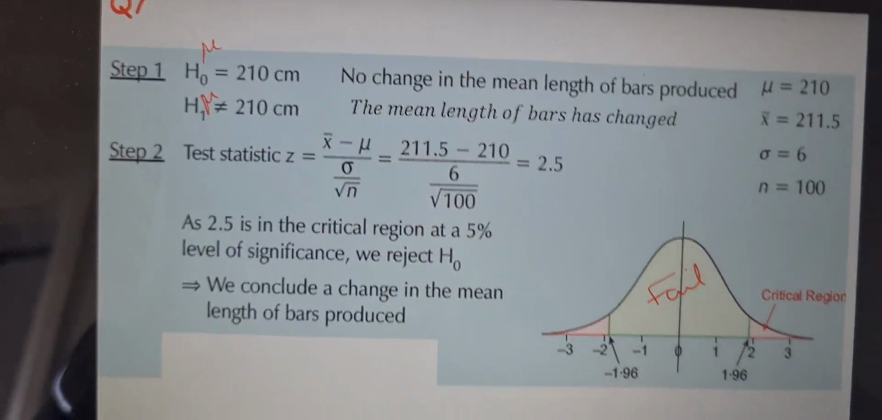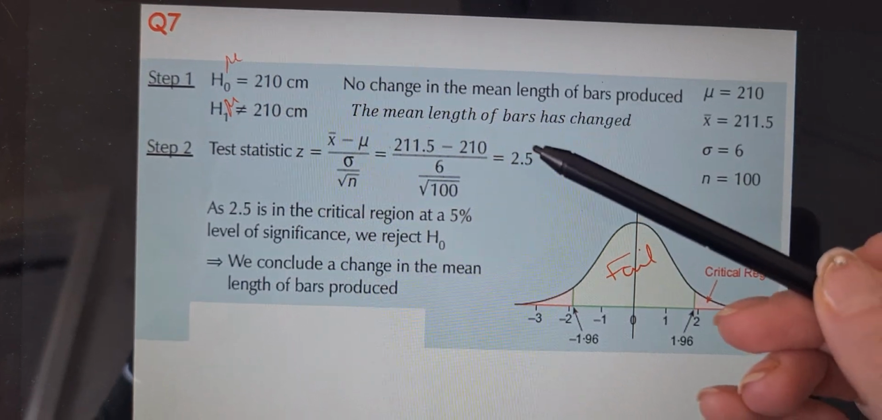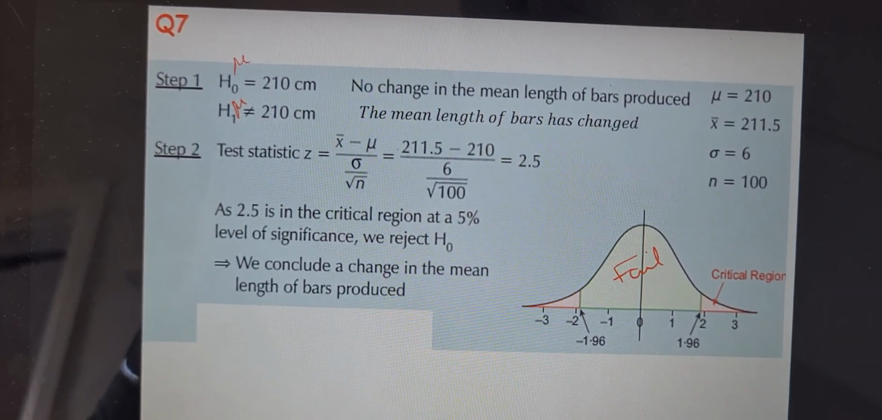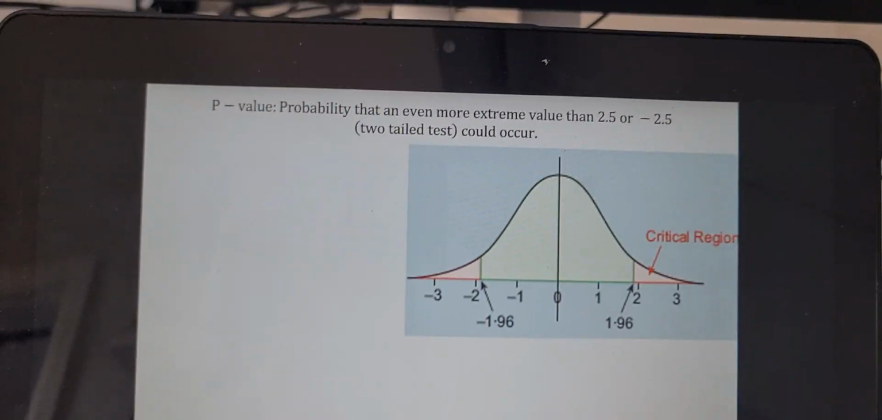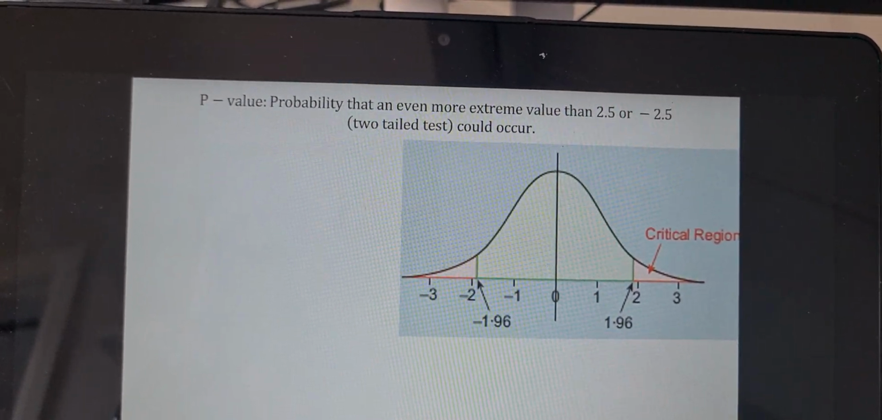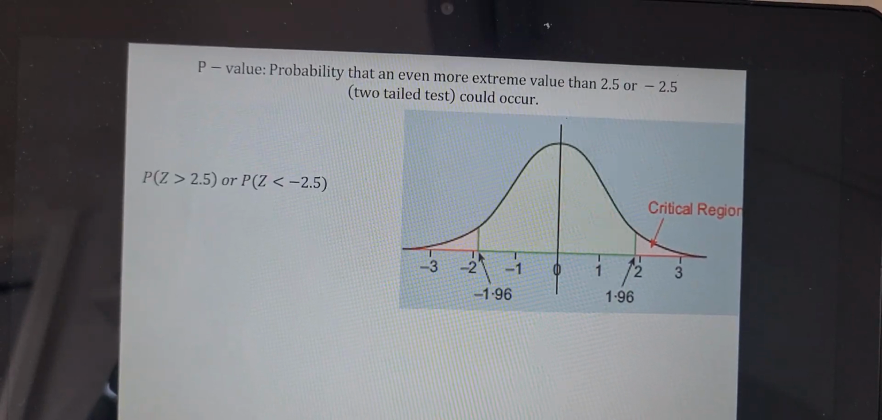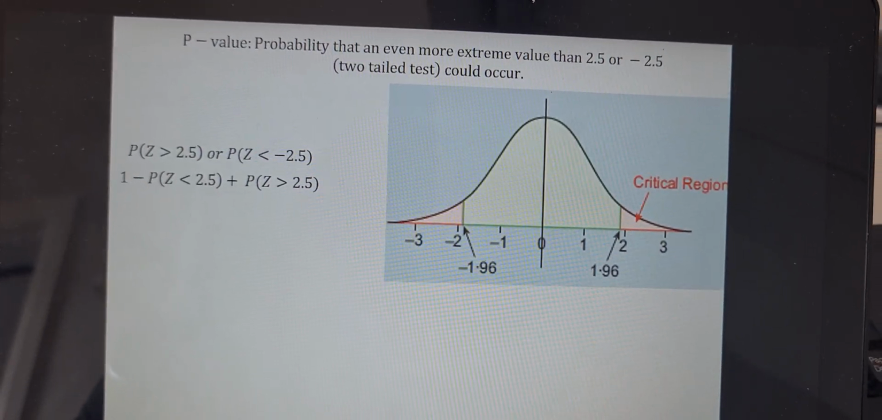The next part then said go and get a p-value for that. So the p-value is the probability that an even more extreme value than your test statistic could have occurred. So I want to be greater than 2.5 or even more negative than minus 2.5 because it is a two-tailed test. Okay, so we set that up. It's the probability that Z is greater than 2.5 or the probability that Z is less than minus 2.5. Or means plus in probability.